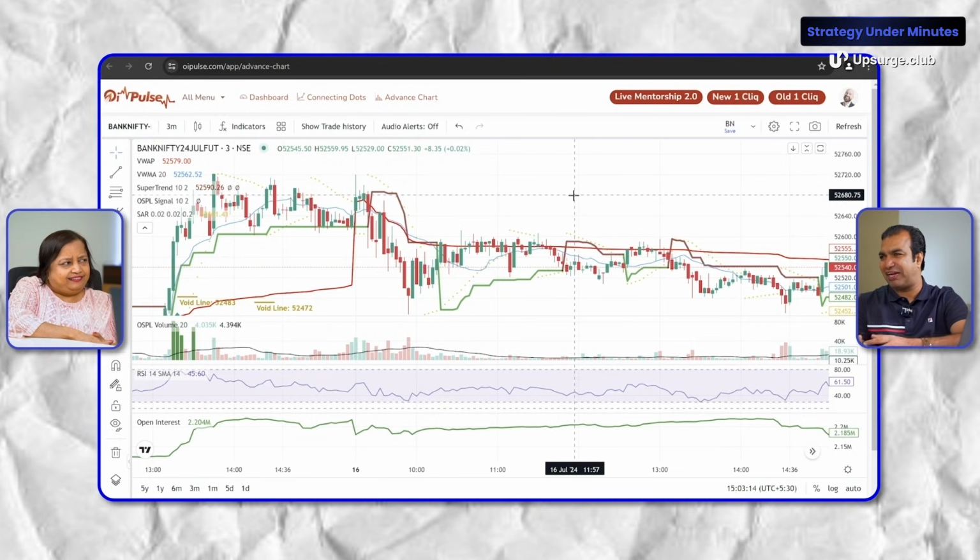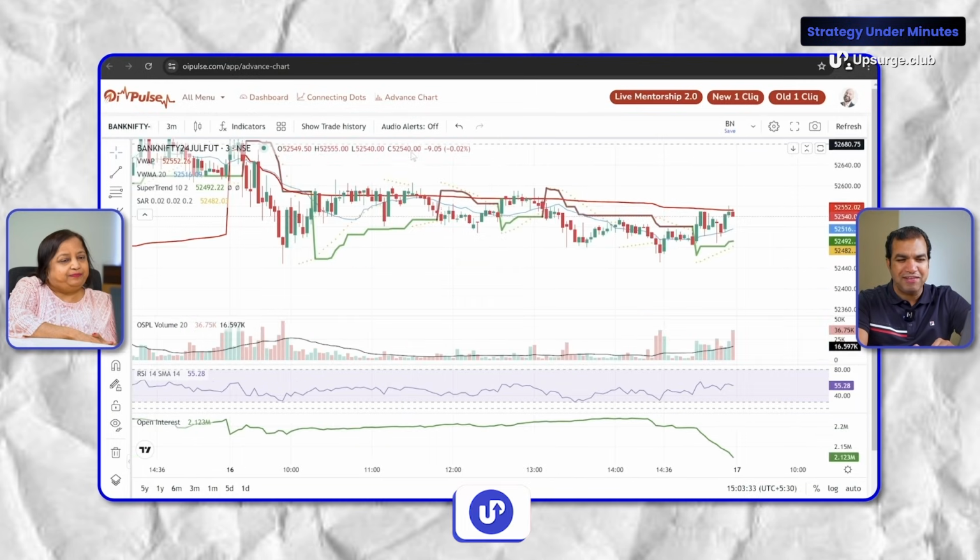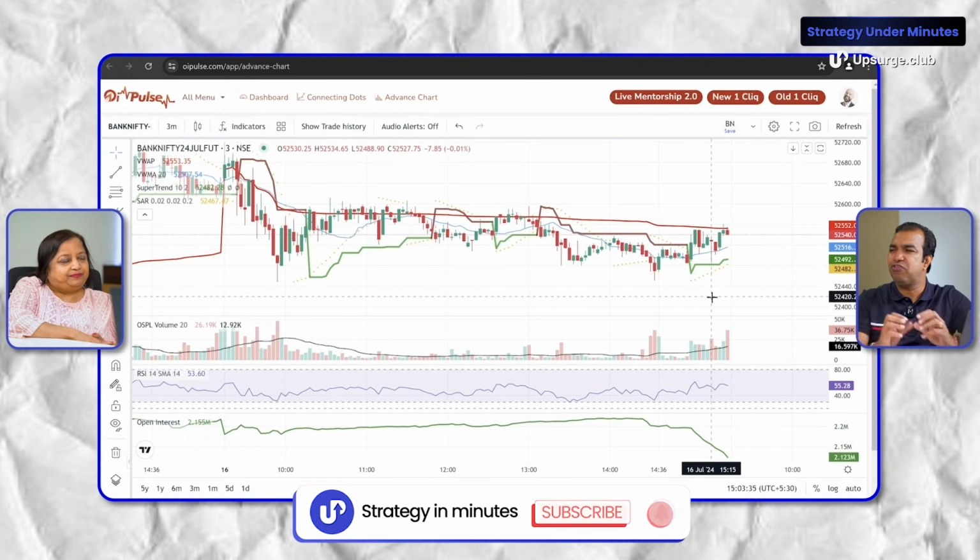When you're doing backtesting and other things, you will try different multipliers. What I have seen is 10-2 has given me a better success rate compared to others. And the OSPL signal and other things are the default ones. And the Parabolic SAR is my weakest indicator, just to identify whether there is going to be a long trend or the trend is going to be very small.